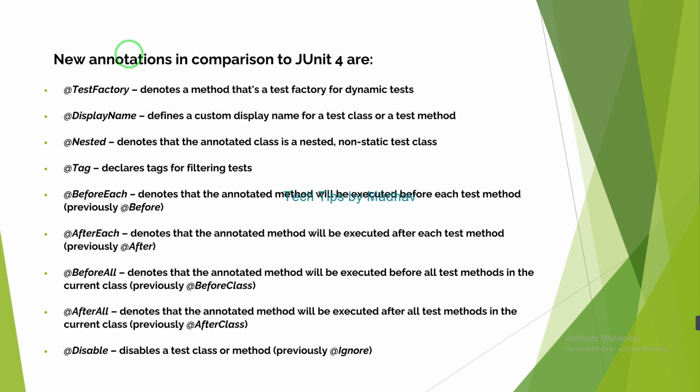BeforeEach, AfterEach, AfterAll, BeforeAll: these are all lifecycle related annotations. These are already there in JUnit 4 with different names, so I'm not going to speak much about these annotations. Whenever I need them, we'll just use them, but I'm not going to focus on the JUnit 4 related annotations. The last one, Disabled: if you annotate with Disabled, then it will not run that particular JUnit test case.